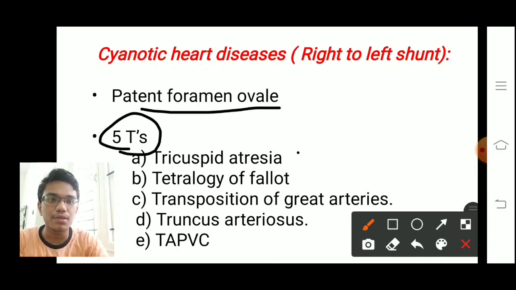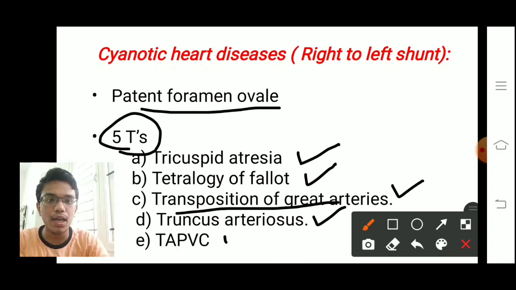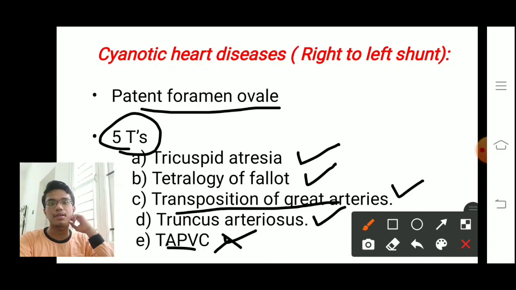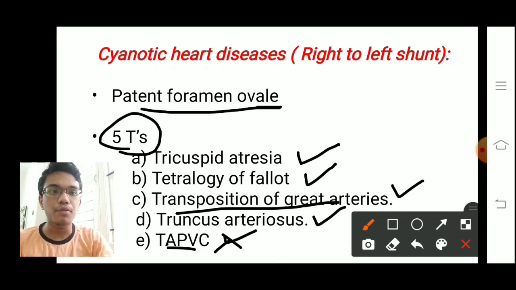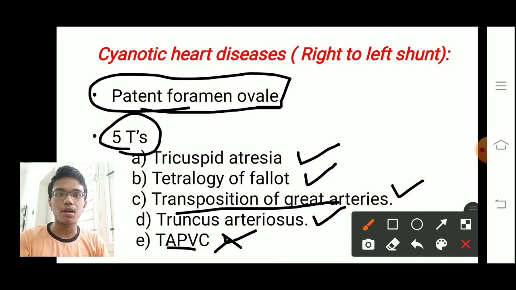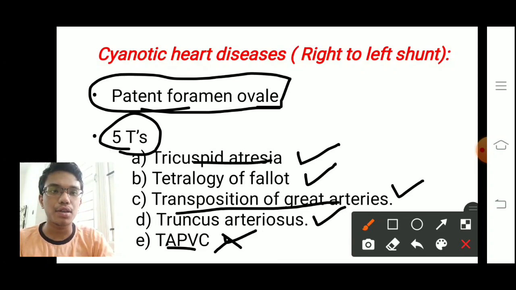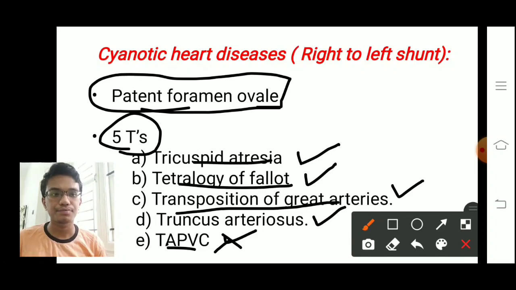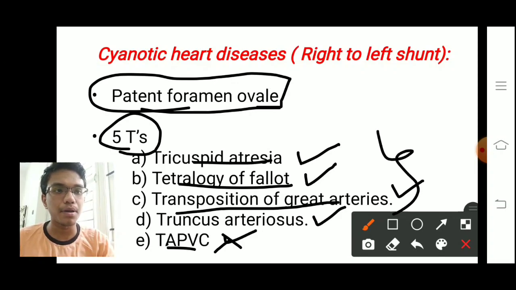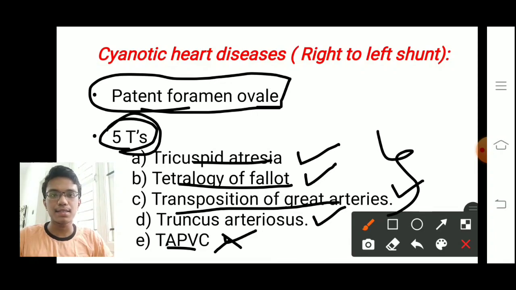In this you can remember tricuspid atresia, tetralogy of Fallot, transposition of great arteries. These 3 are important, and then truncus arteriosus and total anomalous pulmonary venous connection. You can forget about these, no need to read them now, you can read them in pediatrics later when you go into the final year. Okay, so here you can remember the patent foramen ovale, which is the most important cause of cyanotic heart disease, and the others are tricuspid atresia, tetralogy of Fallot, and transposition of great arteries. These 3 you can remember, but there are totally 5 T's. All the diseases we will discuss in subsequent classes one by one.